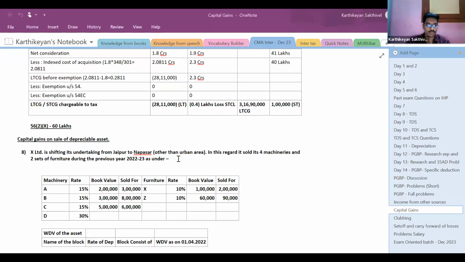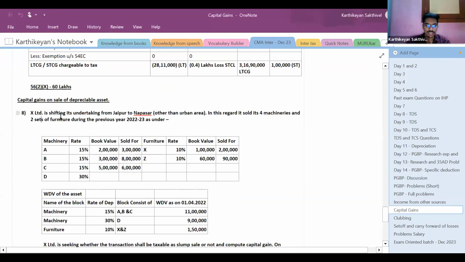Now we have to start with the problems on sale of depreciable assets. So we'll take one specific problem, right? This is the problem which we are going to discuss in relation to sale of a depreciable asset.